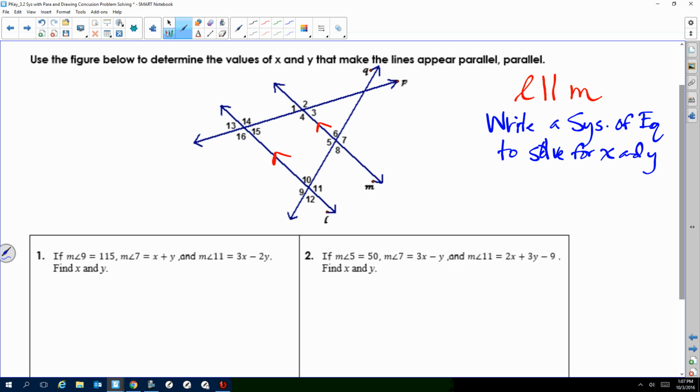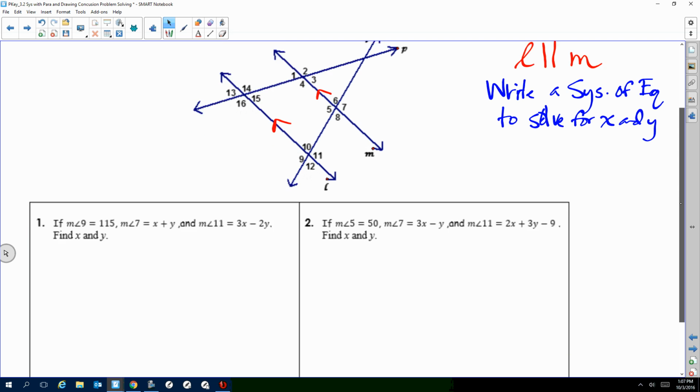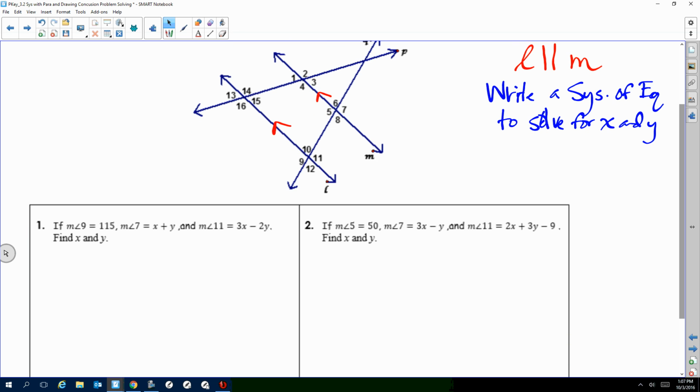So on number 1, what angles are they giving you to start with? 9, 7, 11. Okay, so I'm just going to focus on that. Here's 9. Here's 7. Here's 11. Anything we know about those 3 angles? 9 is congruent to who? Yes. Okay, so how do we know that? They're vertical. Okay, so we're going to write 9 is equal to 11 because they are vertical. Write that down. Come on, guys. Focus.